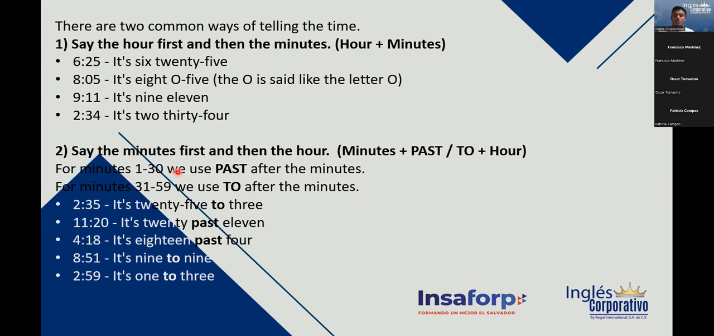For minute 1 to 30, we're going to use past. And for minute 31 to 59, we're going to use to. So that's pretty much the same. So then vamos a ver otras formas, que es como decir las y cuarto, mediodía. We're going to see all those. Vamos a ver todas. But first of all, I need you to understand really clear how to use those. Sí, necesito que entiendan bien cómo funciona esta number two. Normally or usually people prefer to use number one. Prefieren utilizar la número uno.